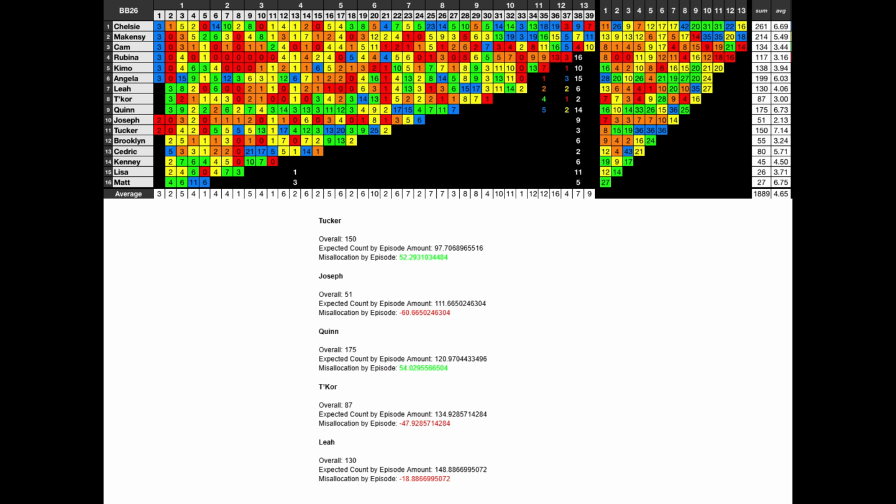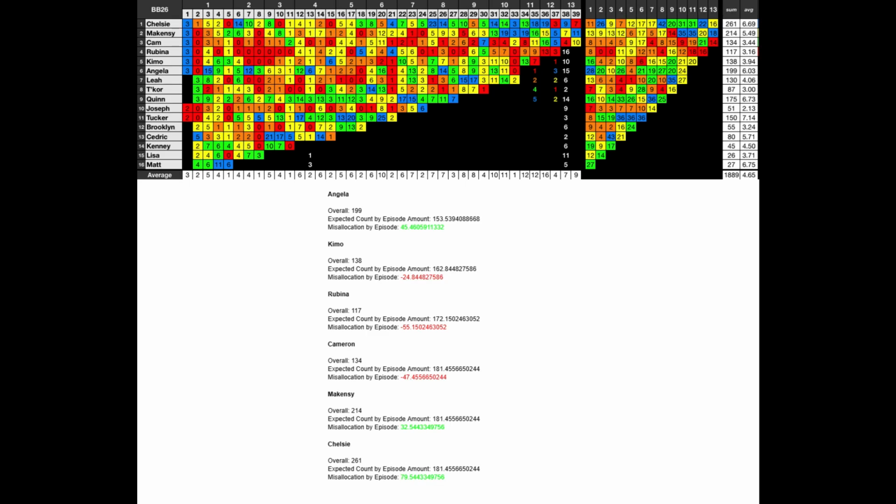We're still in the red, but it isn't nearly as dramatic, with Leah, who has 130 diary rooms. Her expected count per episode amount is 148.88, causing a negative 18.88 misallocation amount. Angela has 199 diary rooms, and her expected count by episode amount is 153.53. This causes her to have a misallocation amount of 45.46, which really isn't shocking.